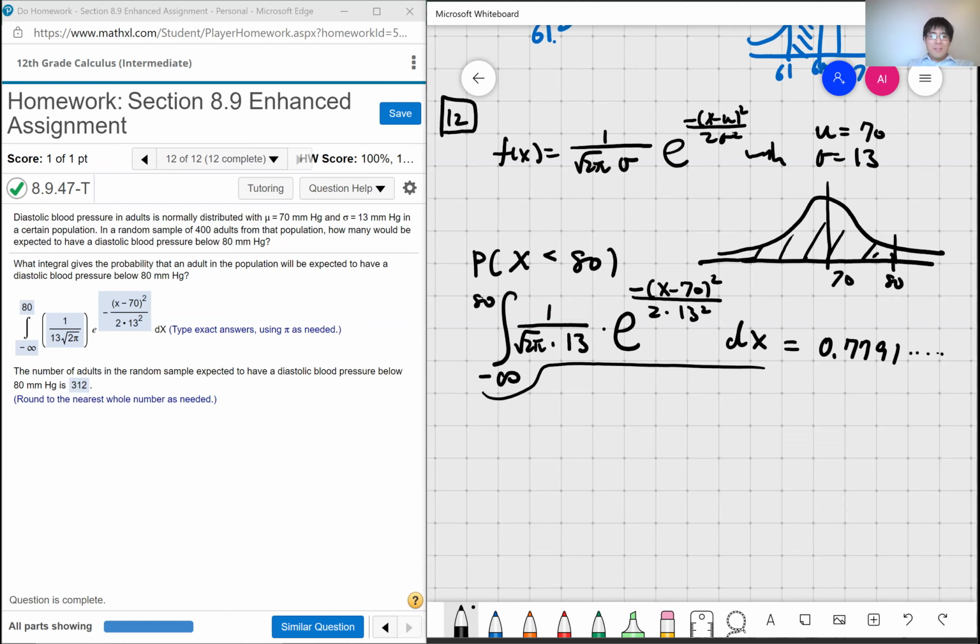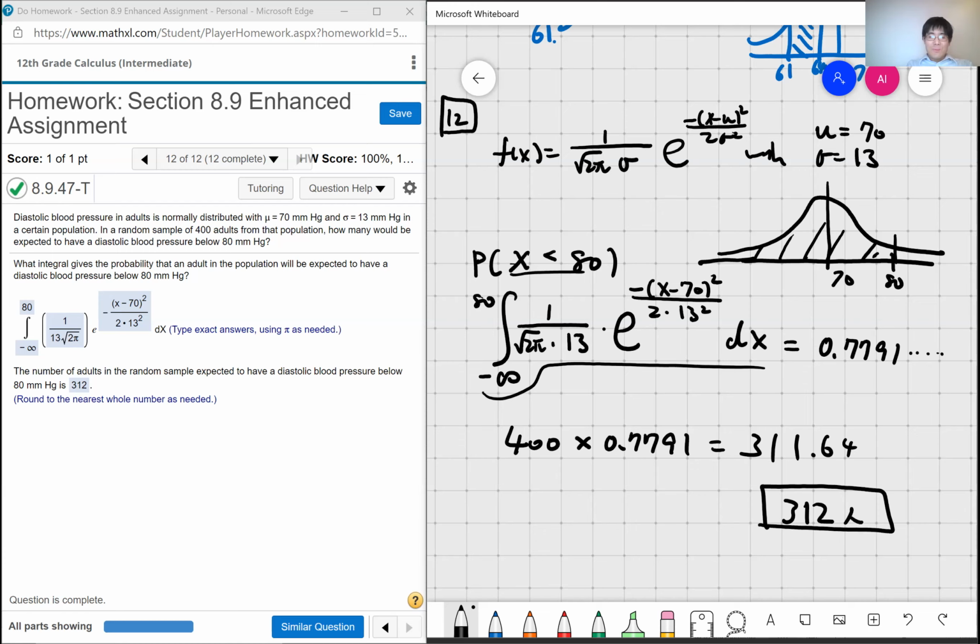That's a probability. But there are 400 people. The program is asking for the number of people out of 400 who satisfy this condition. So we need to know the number of people, so we multiply the entire population by the probability. That's going to be 311.64, the approximate number of people satisfying this condition. Rounding to the nearest whole number, it's 312 people out of 400 who have a blood pressure below 80 mmHg.